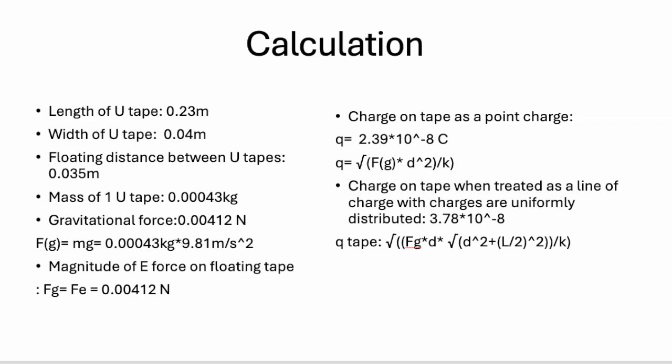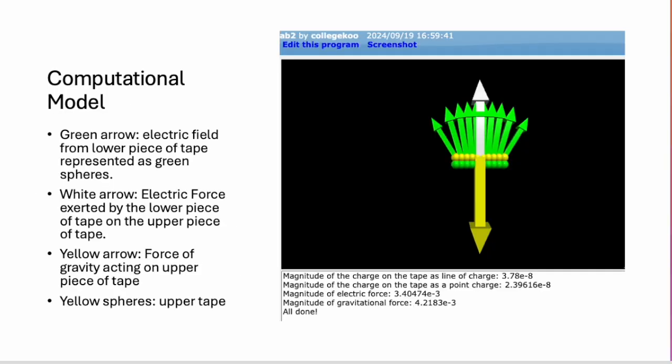The charge on the tape, when treated as a line of charge with charges uniformly distributed, was 3.78 times 10 to the negative 8 coulombs. And this is the visual output by GlowScript. Green arrows represent the electric field from the lower piece of tape, which is represented as green spheres. White arrows represent the electric force exerted by the lower piece of tape on the upper piece of tape. Yellow arrow represents the force of gravity acting on the upper piece of tape. And lastly, yellow spheres represent the upper tape.